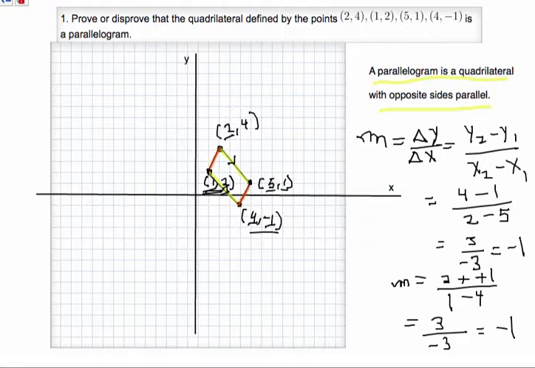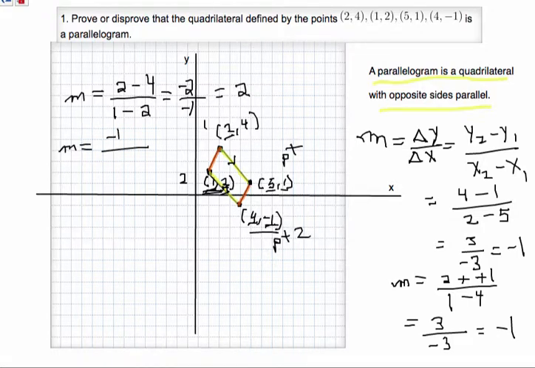Now we check the remaining sides. Let's call this point 1 and this point 2. y2 is 2 minus y1 is 4. x2 is 1 minus x1 is 2. So that gives us -2 over -1, which is 2.